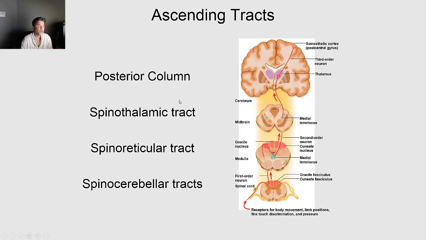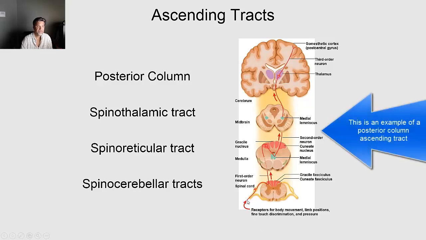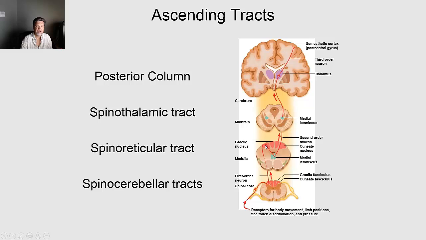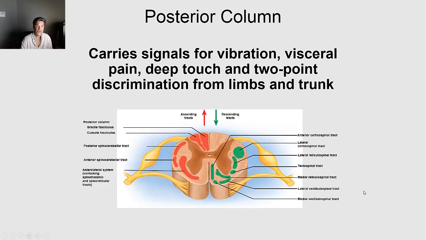Here are our 4 ascending tracts that we're going to review in this video. We have the posterior column tract, the spinothalamic tract, the spinoreticular tract, and the spinocerebellar tract. And so you can see here we have a pathway. This is the primary, the first order neuron, conveying that information to where it synapses in the spinal cord. The second order neuron carries the sensory information to the thalamus, which then sends it to the part of the brain that's going to deal with that particular sensory information via this third order neuron. All right, so let's look at each of these individually.